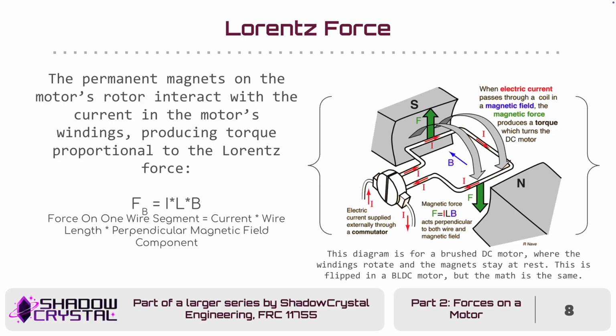Now, this is a diagram of a brushed DC motor. The only difference you need to know for now, you're never going to use brushed DC motors in FRC unless it's like some old parts for like a demo bot or something like that. All you really need to know for now is that in a brushed DC motor, the windings rotate while the permanent magnets stay at rest. So what you're seeing here is a diagram of a very, very simplistic brushed DC motor. However, the physics for the Lorentz force are the exact same between the two types of motors, so you don't have to worry. What we're seeing here is a current labeled as I flowing through the windings this way.